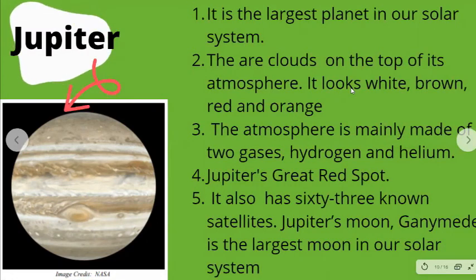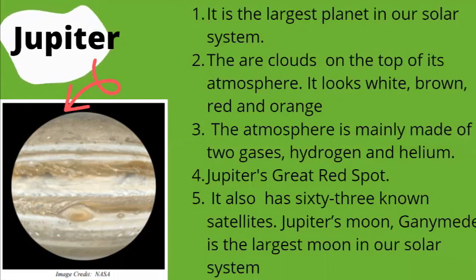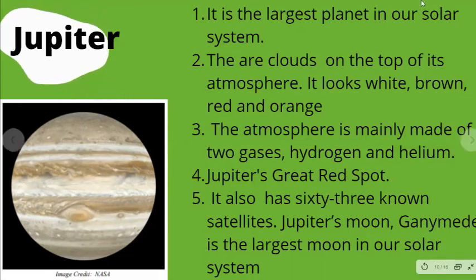Jupiter has icy and rocky moons. It is surrounded by a thin ring. Jupiter also has 63 known satellites. Jupiter's four largest moons are called the Galilean moons. They were discovered by Galileo, the first person to use a telescope to look at the heavens. They are Ganymede, Callisto, Io, and Europa.